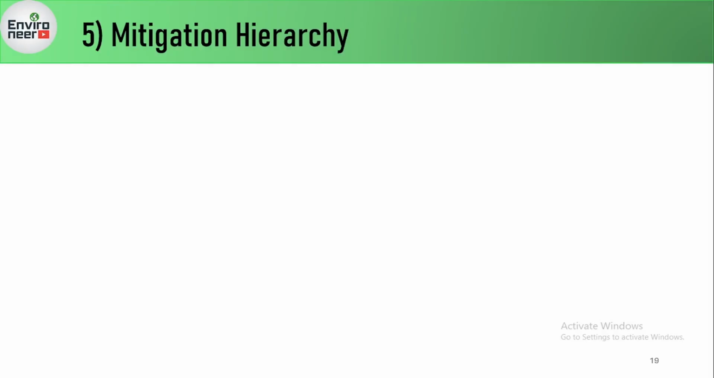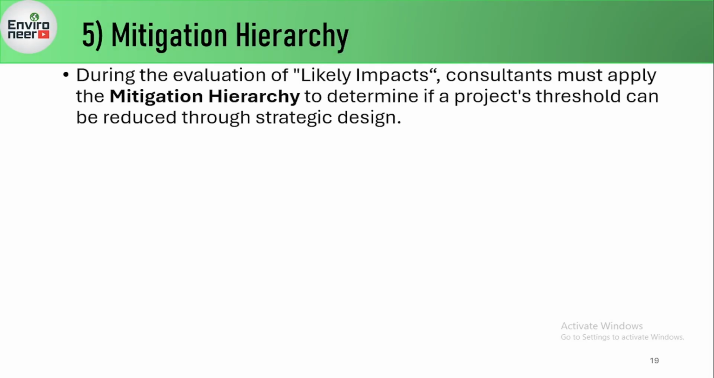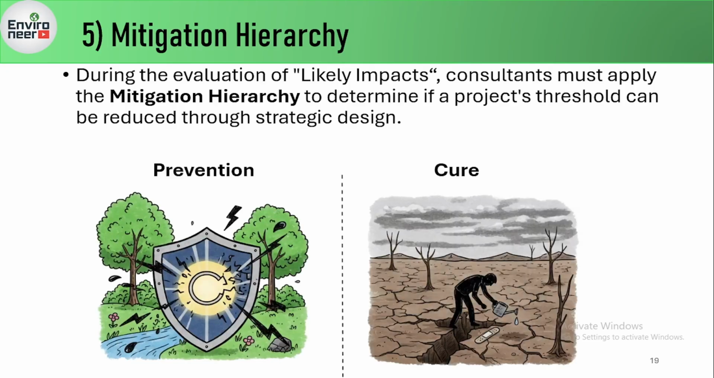Now, there's a really important guiding principle that sits behind this whole process, and it's called the Mitigation Hierarchy. Honestly, this idea is more than just a tool for EIA. It's become a cornerstone of modern environmental management all over the world. It gives us a clear, structured way to think about how to deal with any potential environmental harm. And at its core, it's an idea we all understand instinctively. Prevention is always better than cure.